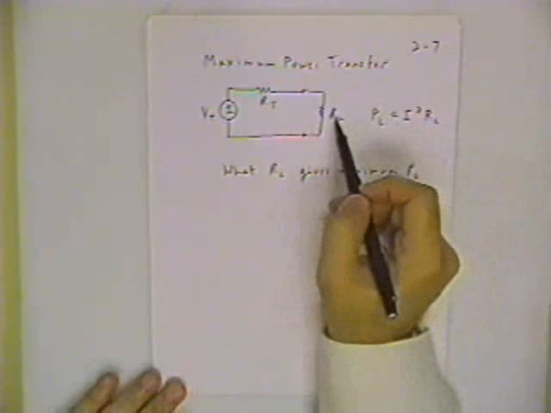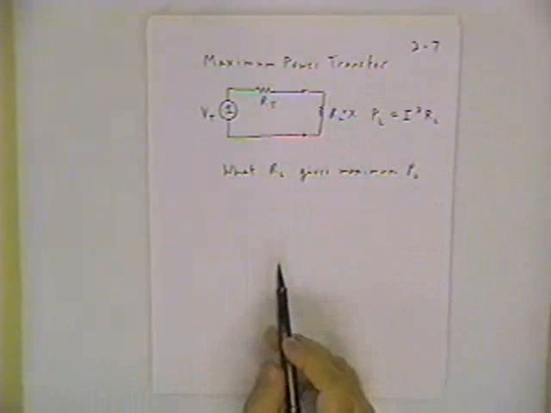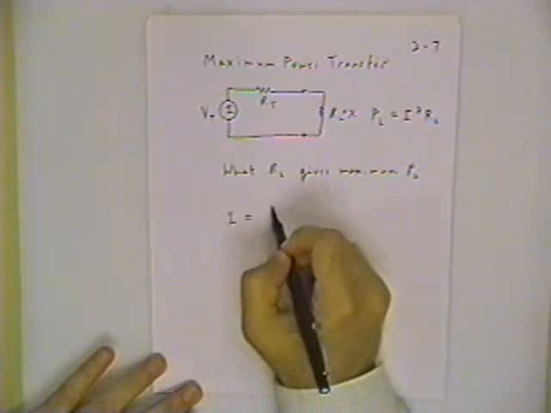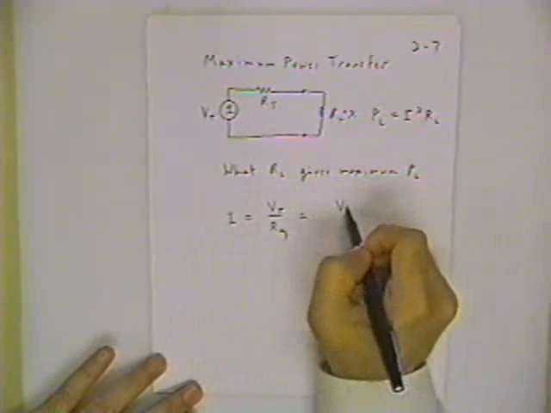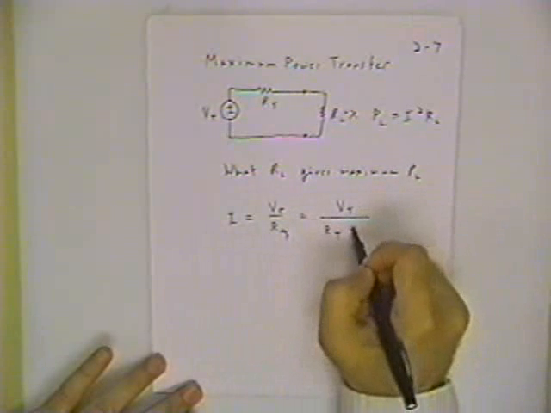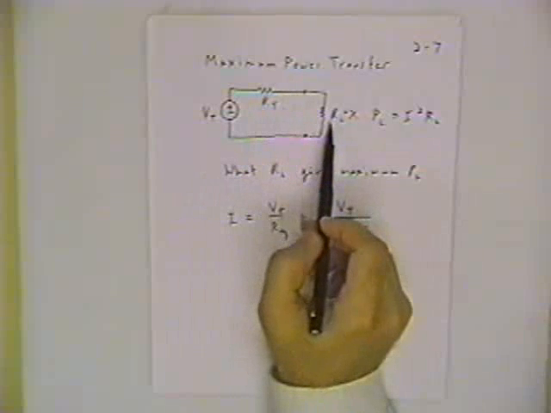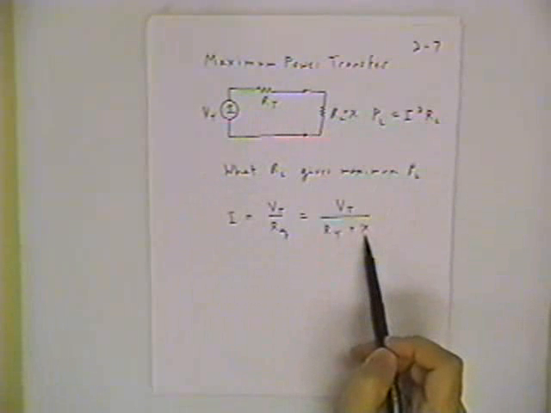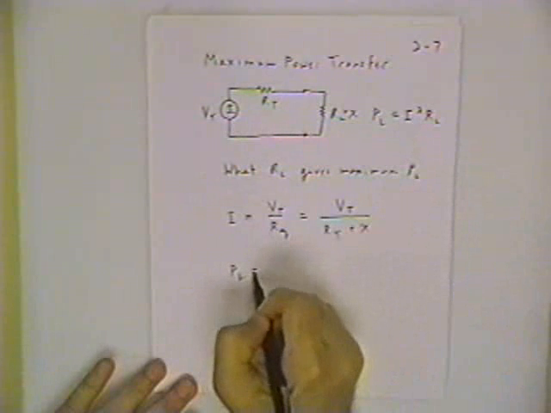Well, what I want to do is consider R sub L a variable. And we want to set up an equation that says, well, what is I? It's just VT over REQ, which in turn would be VT, which is assumed to be a fixed number, and RT is assumed to be a fixed number. But the series equivalent of these two resistors in series is RT plus RL. But now, just to emphasize the fact that RL is a variable, I want to call that X instead, but X is in ohms.